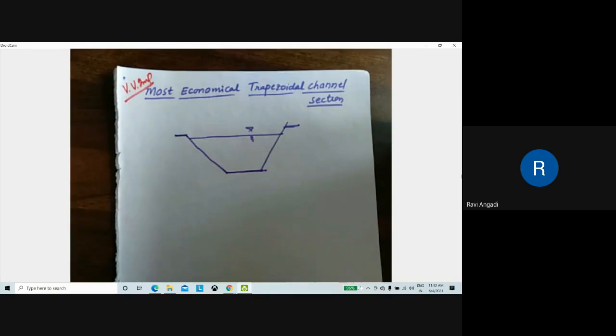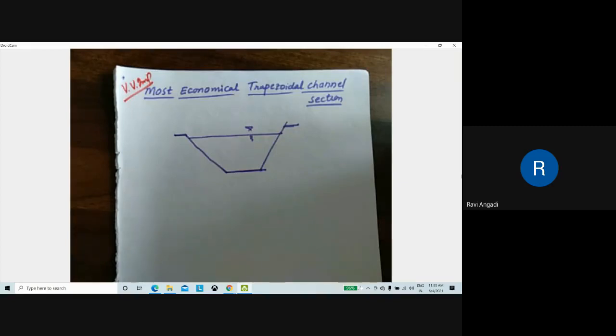Cost of construction should be minimum and the discharge should be maximum. To achieve this, the wetted perimeter should be minimum. That was our criterion to achieve the most economical channel section, and with that criterion we are going to derive. Here you require knowledge of simple mathematics and differentiation. That much is enough to derive the equation for the most economical channel section of any shape.